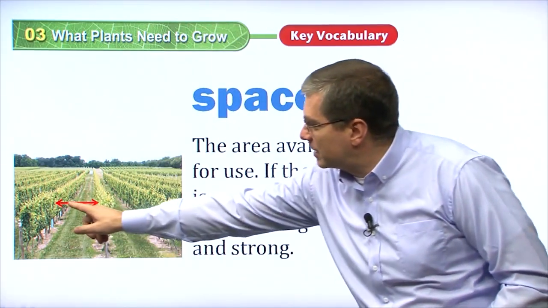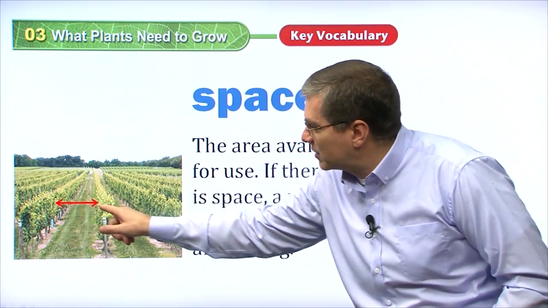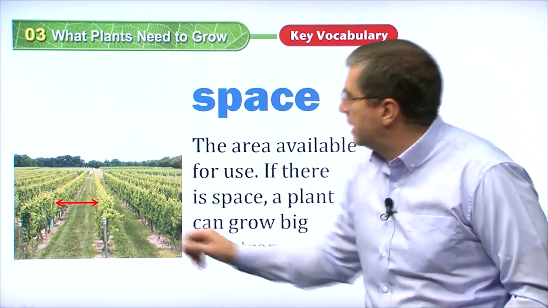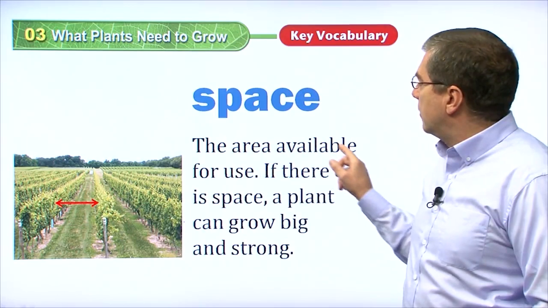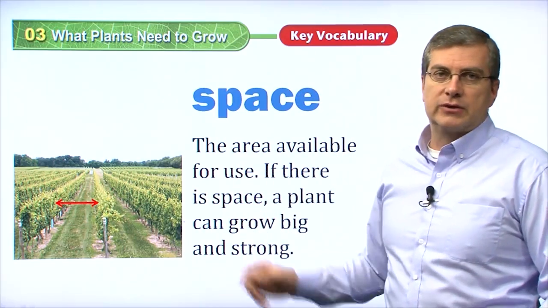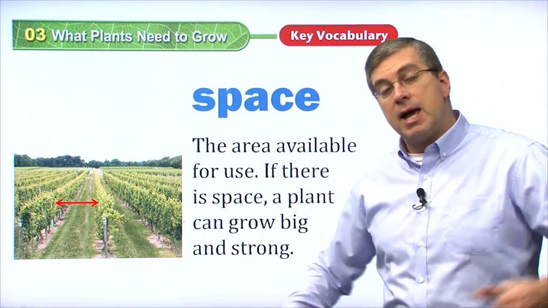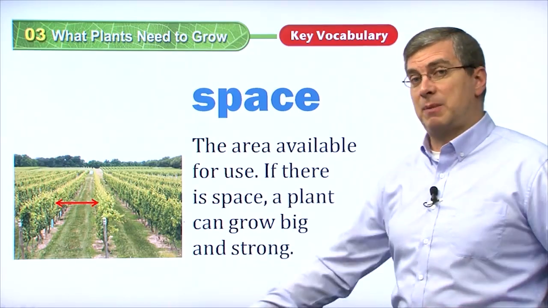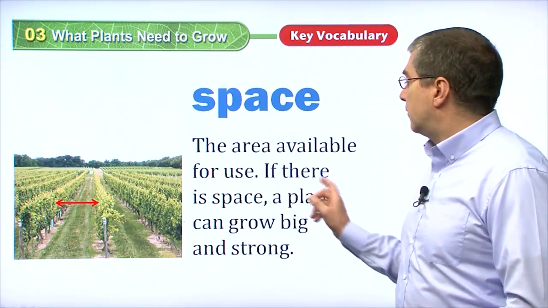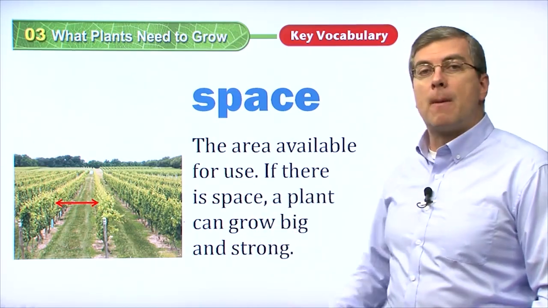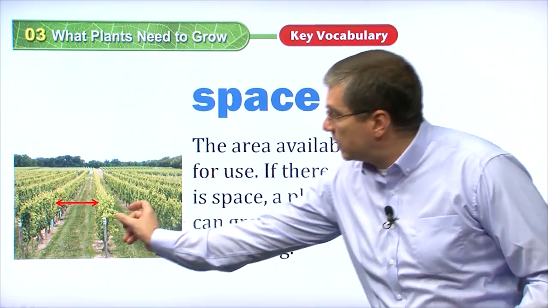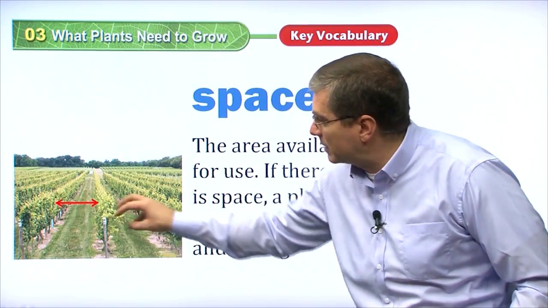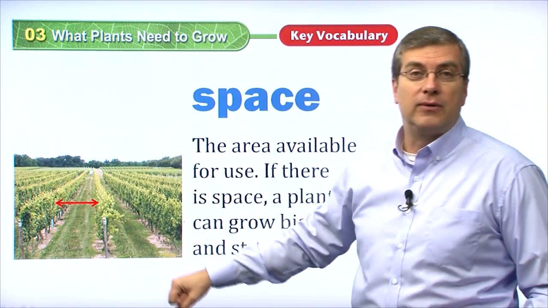So if you take a look at this picture, you see that there is space between the rows. Space is the area available for use. So if you have space, you have area that you can use. It is available for you to use that space, that room. If there is space, a plant can grow big and strong, right? If there's enough space between the plants, these plants can grow very large.